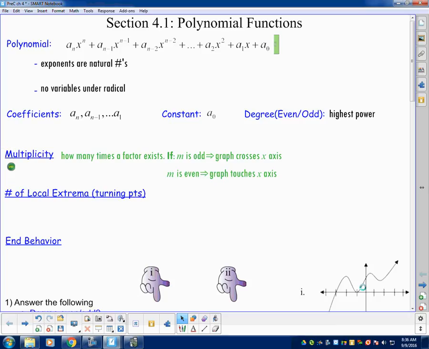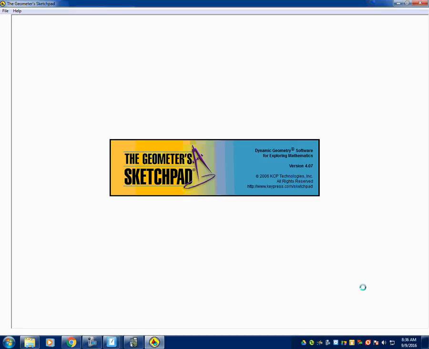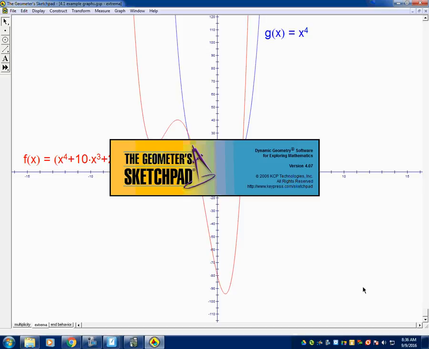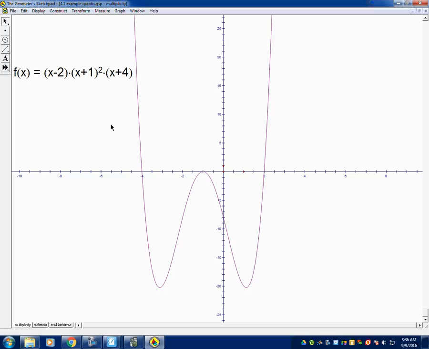Here's my example of that. I'm going to have to go to my computer here. I have a Geometry Sketchpad. Here it is. This is actually the wrong page. Multiplicity. So here you can see, and you could write this down as an example, a polynomial. By the way, what's the degree of this polynomial? Can you figure it out?